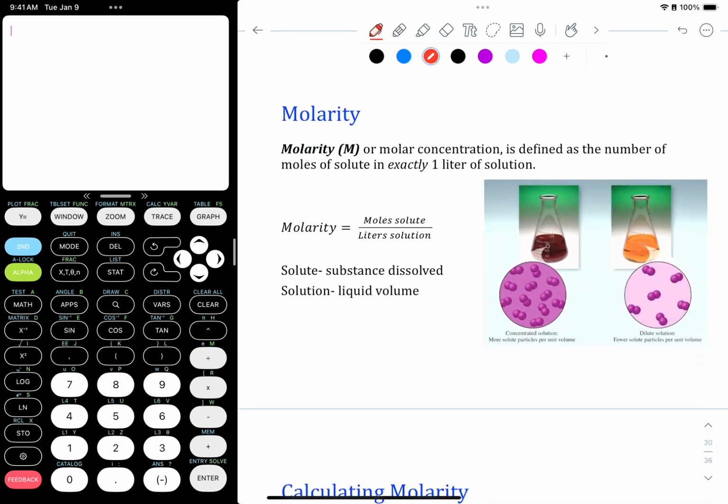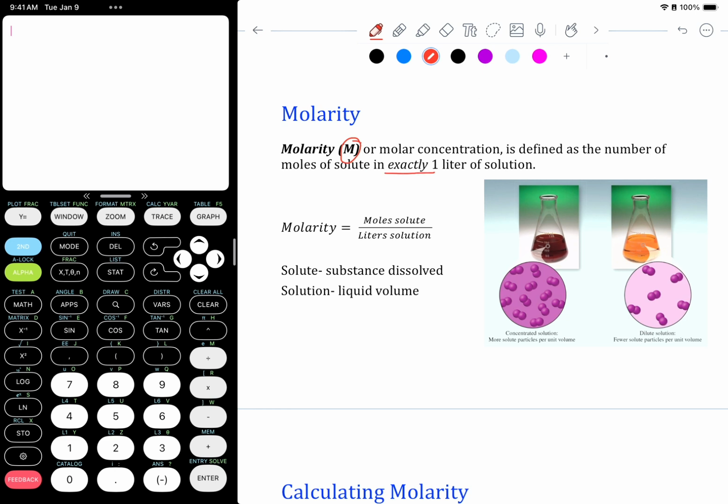Now, solutions have a new unit that we have to discuss. It's how we express that specific concentration of the solute in the solution. So this unit is called molarity, which we denote by the letter M. Capital M to be more specific. So molarity, or molar concentration, is the number of moles of solute in exactly 1 liter of solution.